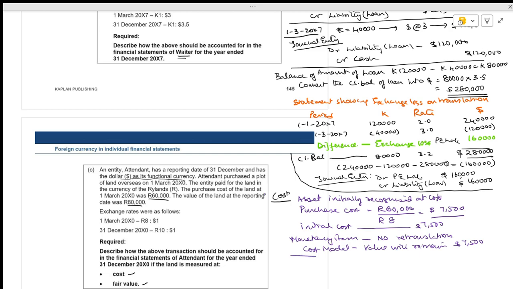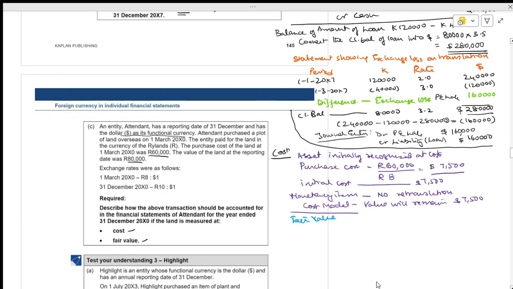Now put one dash here. Keep it in mind, we are talking in terms of fair value. If it is taken at fair value, the initial cost is how much? Initial cost is 7,500. Is it right? Carrying amount.